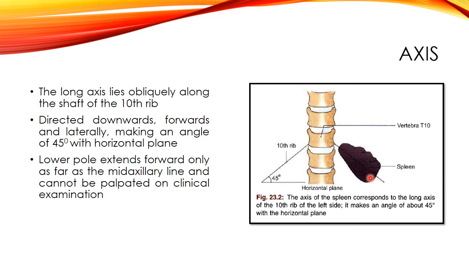Along this long axis the spleen is lying in an oblique manner, and the direction of the spleen, therefore, as we can see, is downwards, forwards and laterally, and as it follows its course downwards, forwards and laterally, it makes an angle of 45 degrees with the horizontal plane. The lower pole of the spleen extends forwards only as far as the mid-axillary line, and normally this lower pole cannot be palpated when we are doing a clinical examination on the patient.